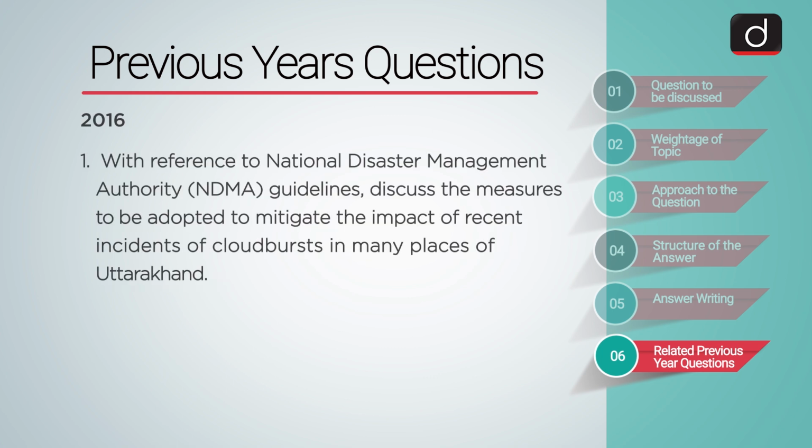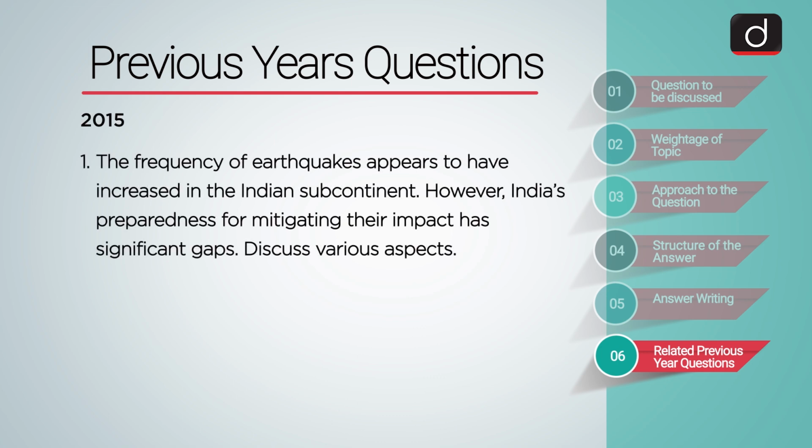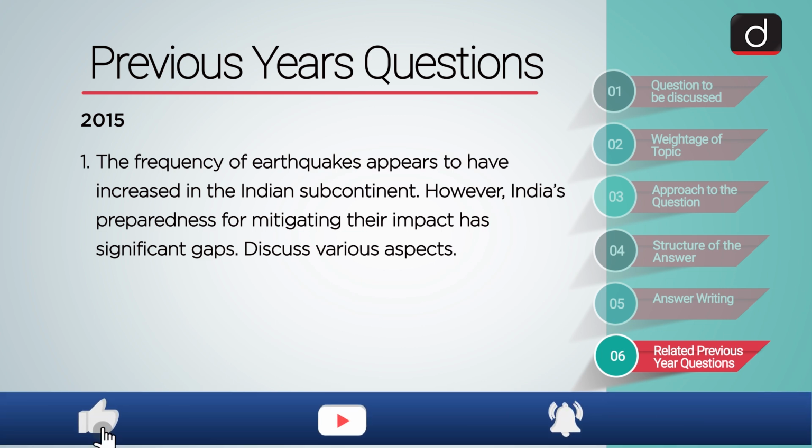In 2016, the following question was asked. With reference to National Disaster Management Authority guidelines, discuss the measures to be adopted to mitigate the impact of recent incidents of cloudburst in many places of Uttarakhand. And lastly, in 2015, the following question was asked. The frequency of earthquakes appears to have increased in the Indian subcontinent. However, India's preparedness for mitigating their impact has significant gaps. Discuss various aspects. With this, we conclude today's episode of Mastering Mains Answer Writing.